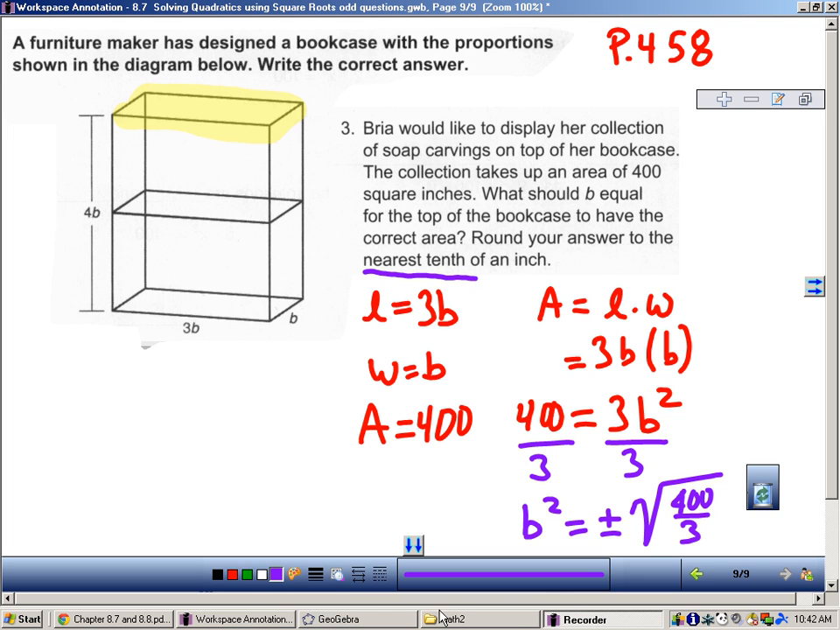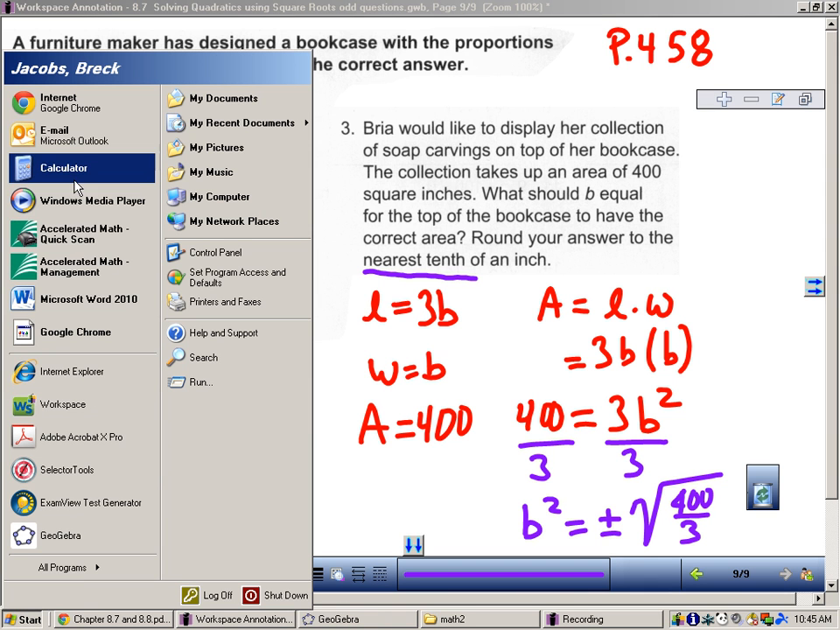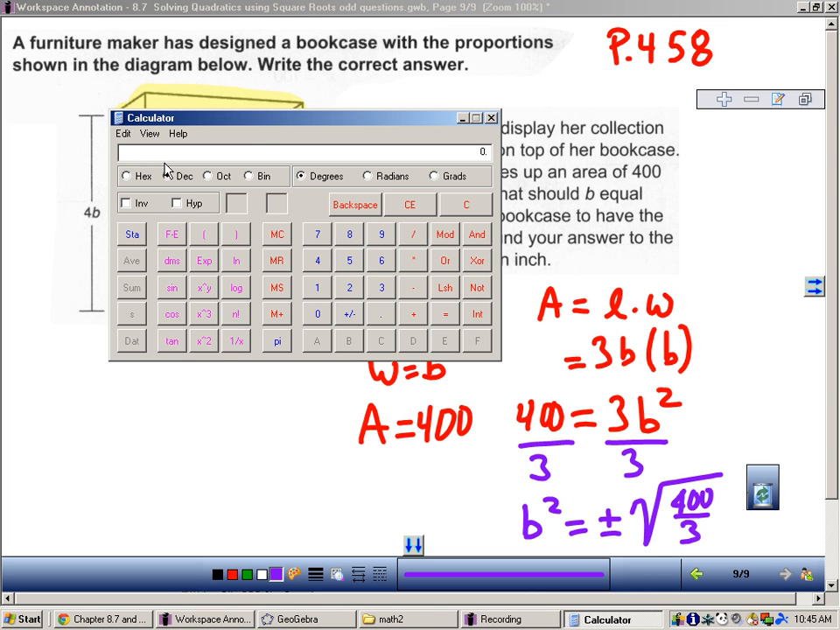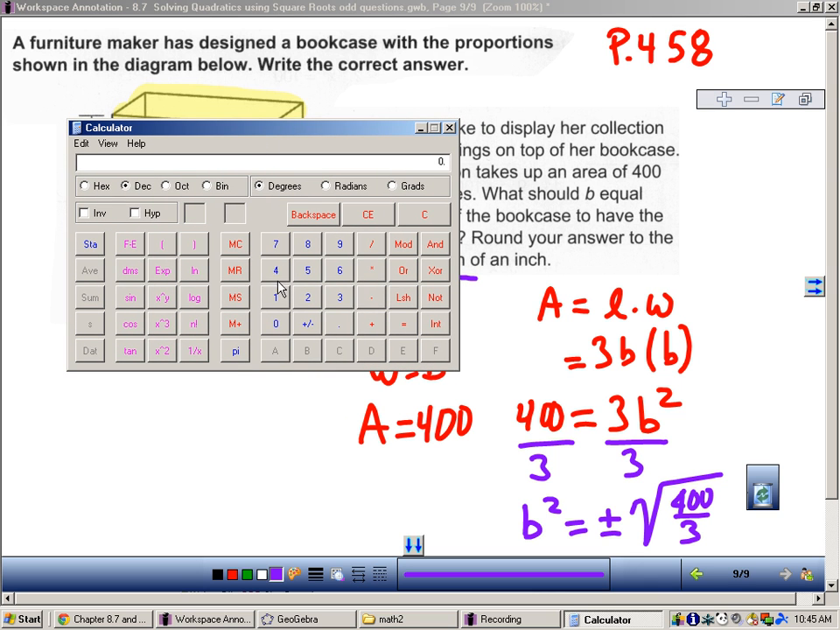And so, again, it's not always the best way to do it to just jump straight to the calculator. But I will and see what happens here. So let's pull that calculator up. And I'm going to take 400 and divide it by 3. Get a decimal of 133.3, and it repeats.